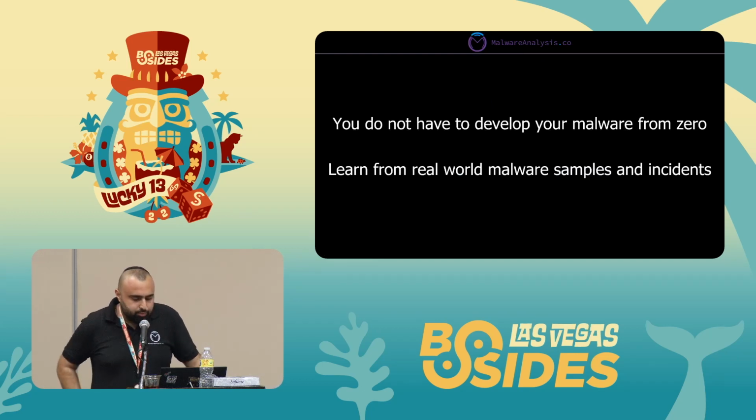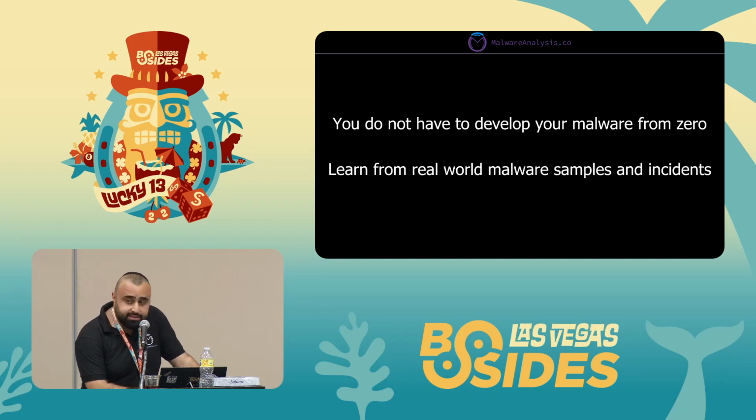Basically, you do not have to develop your malware from zero. This is one of the things I want to say here: you can learn from real-world malware samples and incidents. For example, you can look at the Colonial Pipeline incident, if you remember, the incident that broke half of the gas stations in the United States. It was actually the DarkSide ransomware, a small piece of executable that disrupted and crashed half of the gas stations in the United States, something like this. I'm not exact on the numbers, but something like this.